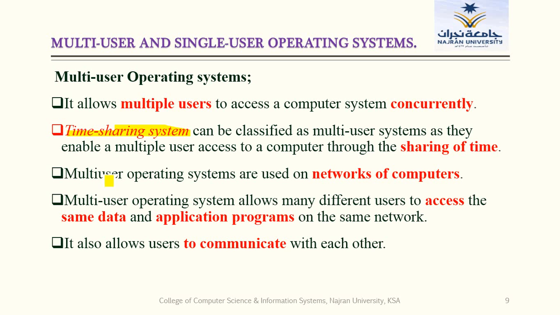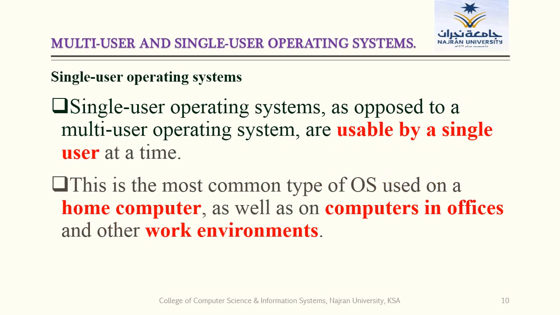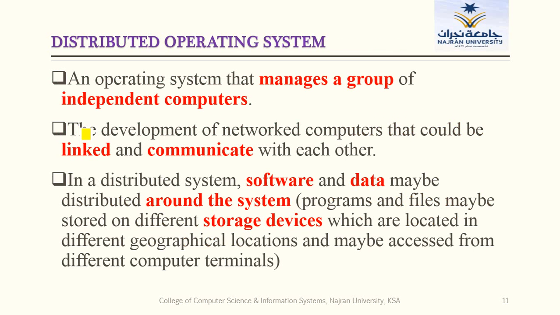A multi-user operating system allows many different users to access the same data and application programs on the same network. It also allows users to communicate with each other. So these are multi-user operating systems that give us some functionality to perform. A single user operating system is usable by only a single user at a time. Examples are our home computer and our office computer, if they are not connected to a network.